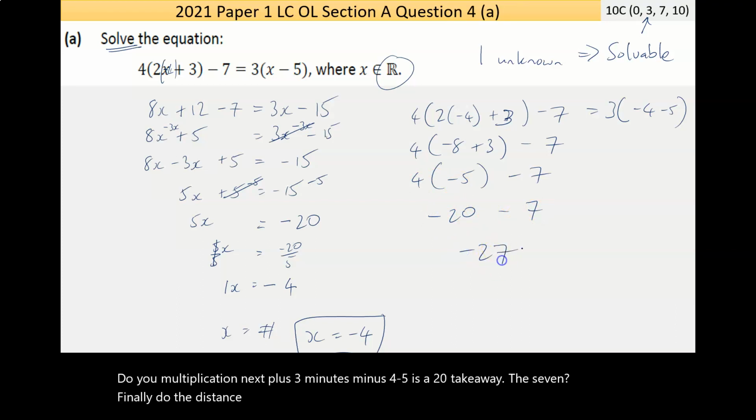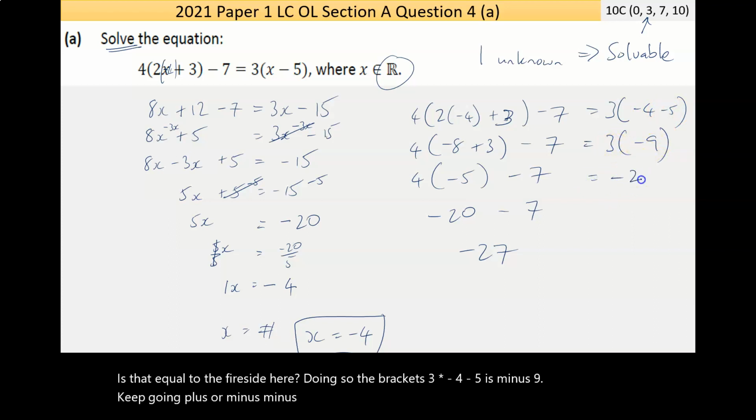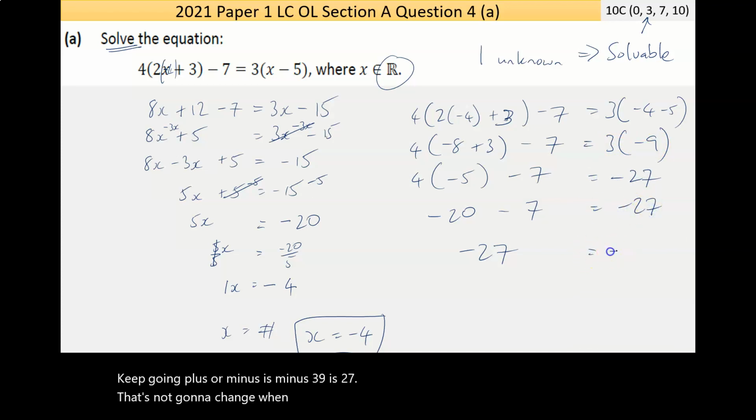So that's minus 27. Now, is that equal to, on the far side here, do inside the brackets, 3 times minus 4 minus 5 is minus 9. Keep going. Plus by minus is minus. 3 9s is 27. Now, that's not going to change. What I'm basically asking is, is minus 27 equal to minus 27?